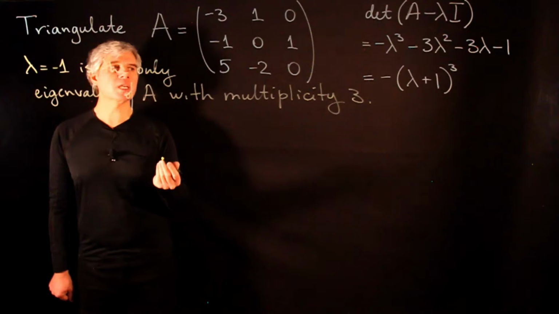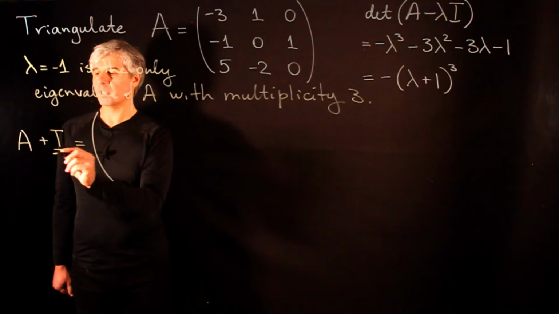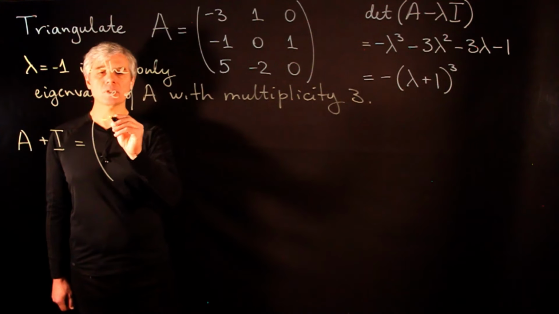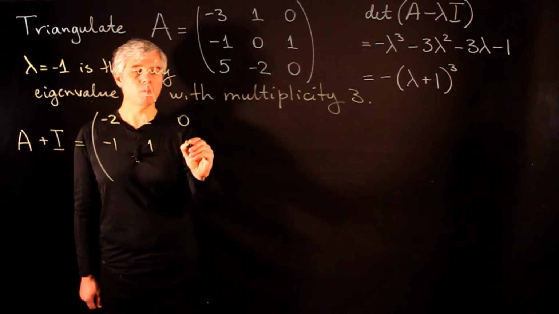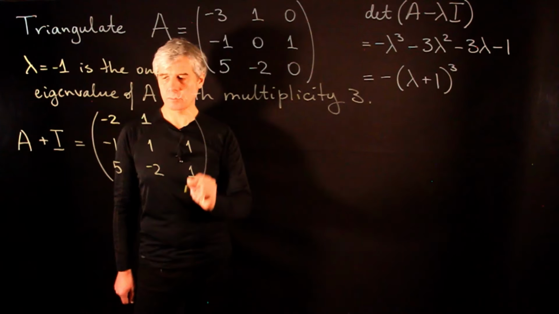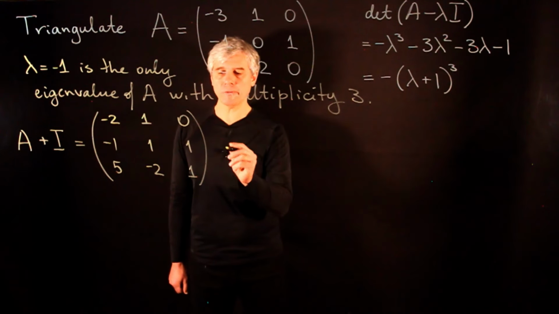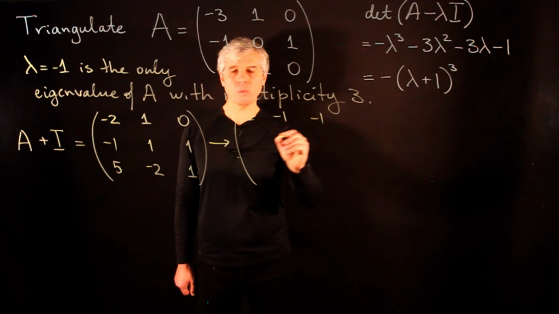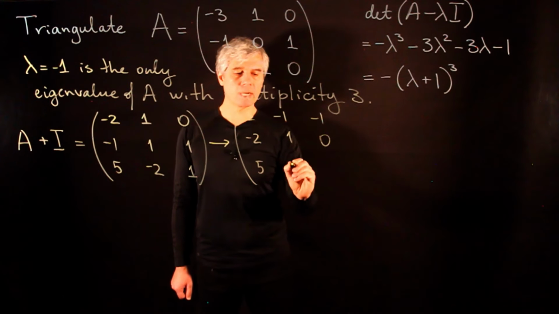We begin by computing eigenvectors. So we take A plus I, which is A minus lambda I for lambda equals minus 1. So we get the matrix with rows minus 2, 1, 0; minus 1, 1, 1; and 5, minus 2, 1. If we multiply the second row by minus 1 and then switch it with the first row, then we will get the matrix 1, minus 1, minus 1; minus 2, 1, 0; and 5, minus 2, 1.